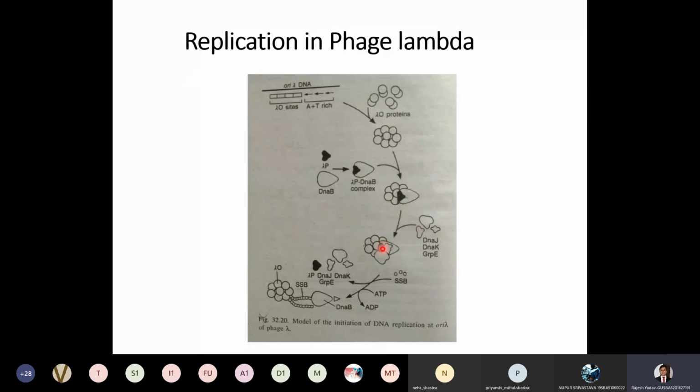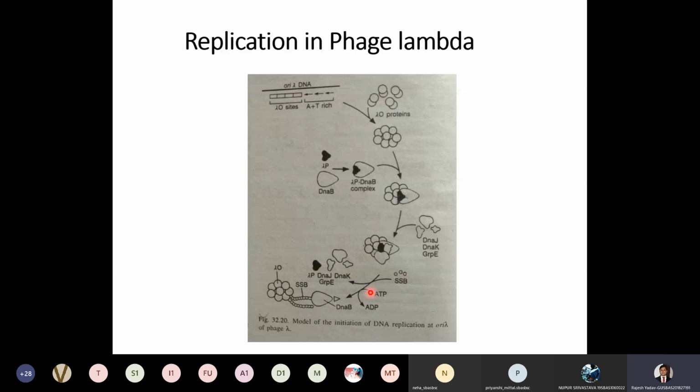And in the next step, the single stranded binding protein, same as in E. coli, binds with the single strand of the DNA and prevents the recoiling of the DNA. It is the same function. When the SSB protein binds, it is in an ATP dependent manner. That means ATP is required for this step. ATP breaks down, so energy is released, and with the help of this energy the SSB protein will bind.